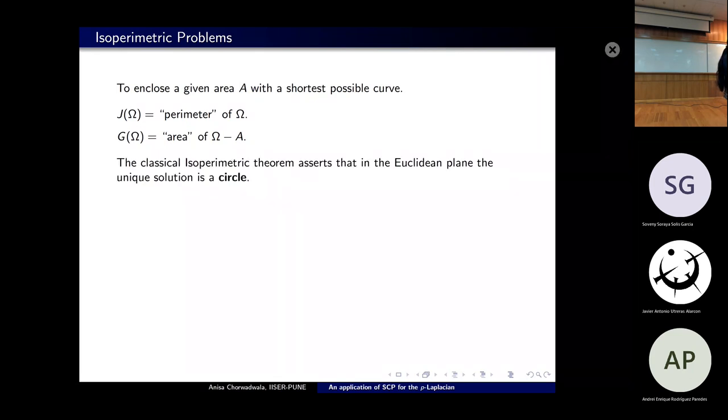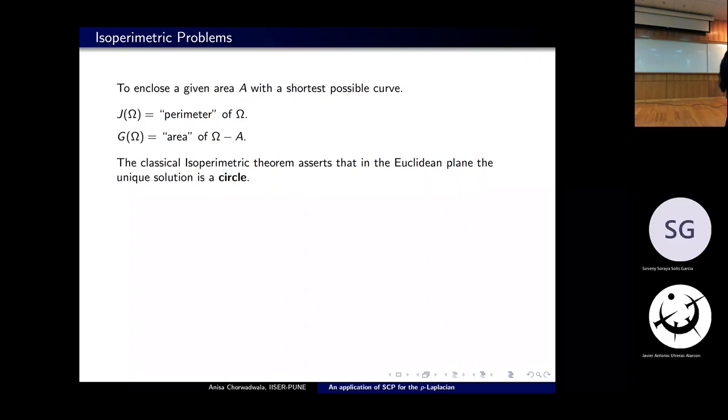The classical theorem asserts that in the Euclidean plane, this problem has a solution. It has a unique solution, and the solution is a circle. That is, among all the domains enclosing the given area capital A, the circle will have the shortest possible curve, and the circle is the only solution of this. So that is the existence and uniqueness of solution to the isoperimetric problem.